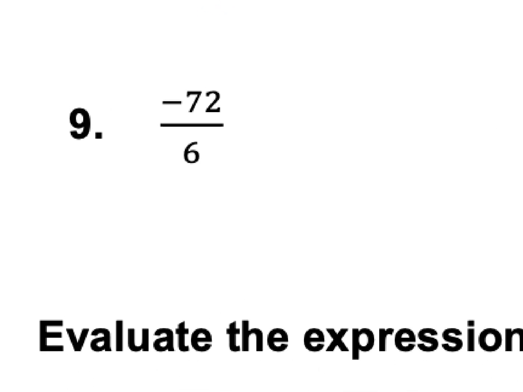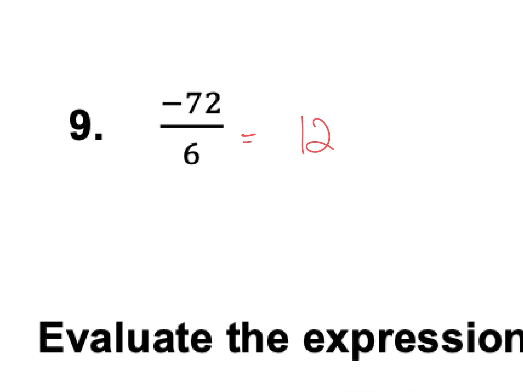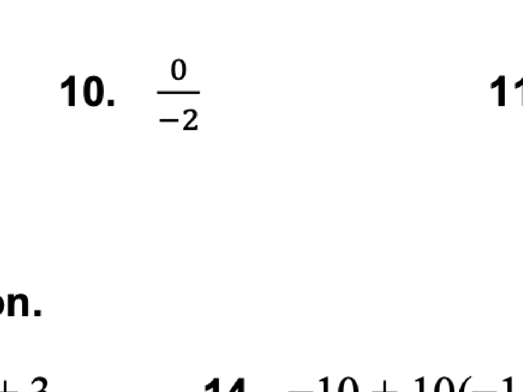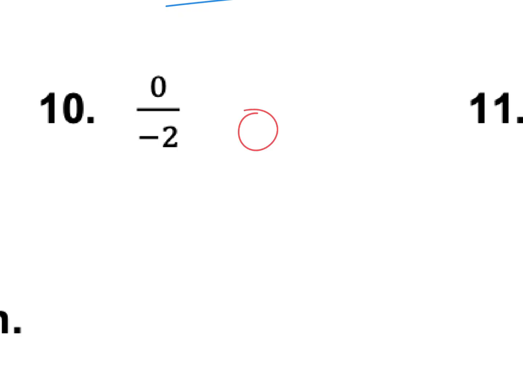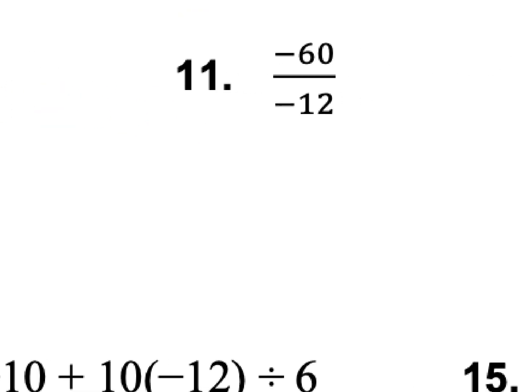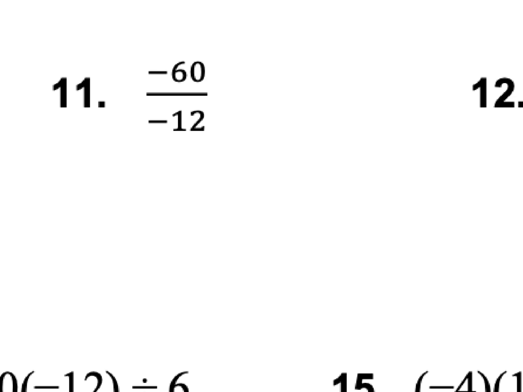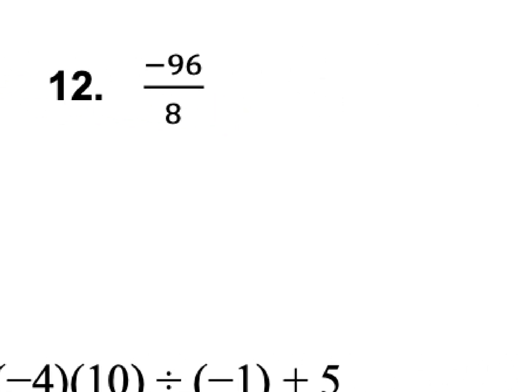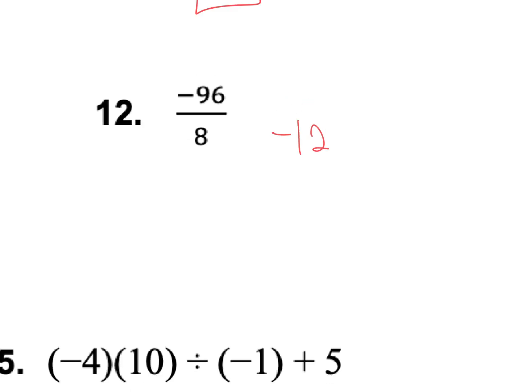Negative 72 divided by 6 is positive 12. I'm just kidding. Sorry. Shouldn't say kidding. I messed up mentally. It's negative 12. Okay. Sliding over. 0 divided by negative 2 is 0. Negative 60 divided by negative 12 is 5. Negative 96 divided by 8 is negative 12.